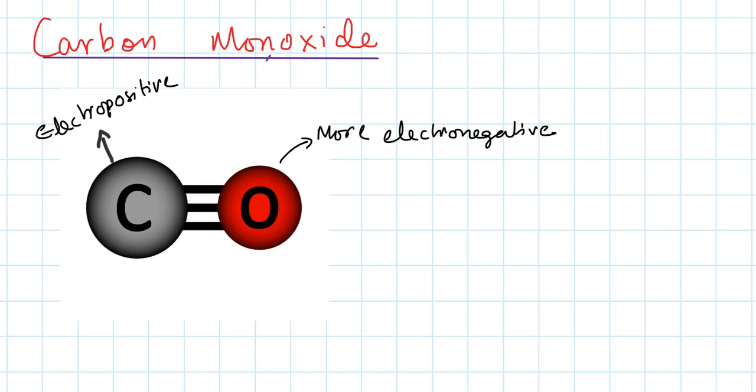Due to this difference in electronegativities, the electron from the carbon side is more drawn towards the oxygen atom, thus making the region of the oxygen atom negatively charged and thus making the region of the carbon atom positively charged.